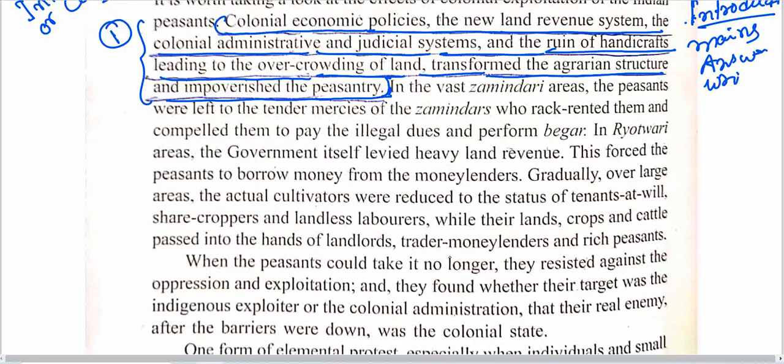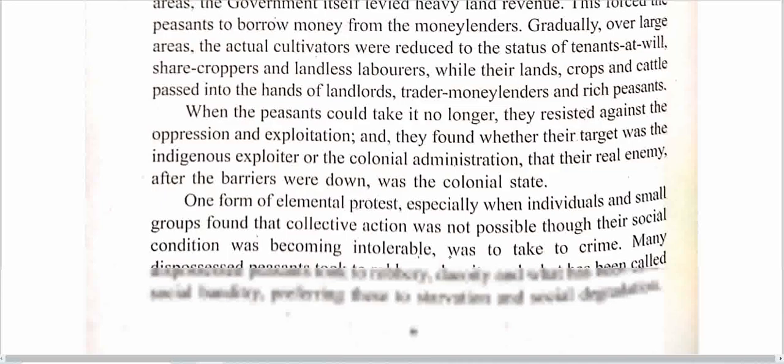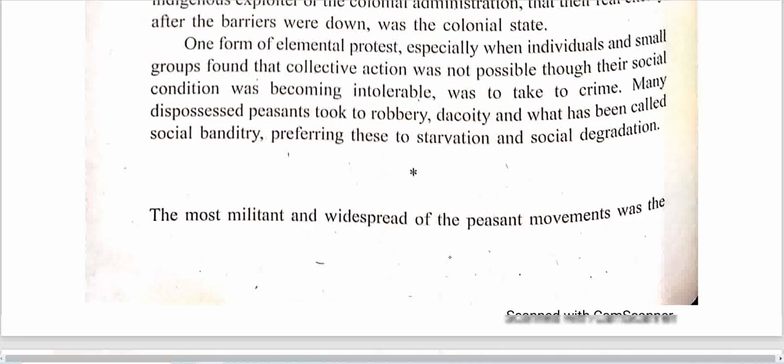There is another term, who rack-rented them and compelled them to pay illegal dues and perform begar. Okay, this line can be important. The Raithori areas, government itself. These are not so important, so I am just scrolling the pages.